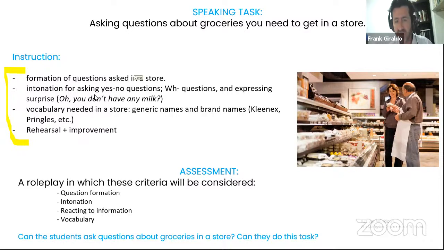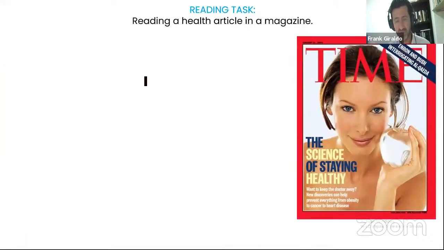Angie, yes, you can also apply an exit ticket asking them, okay, what did you learn about the speaking task that we did today? What is something that you need to remember when you are in a grocery store getting food? Okay, thank you, Angie, for your contribution. So this is an example of a productive skill, a speaking task. Now I'll show you an example of a receptive skill, which is reading.